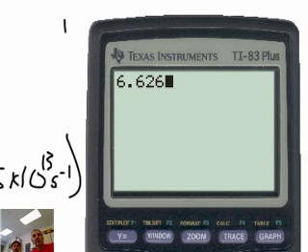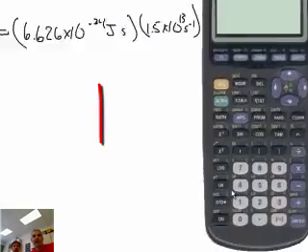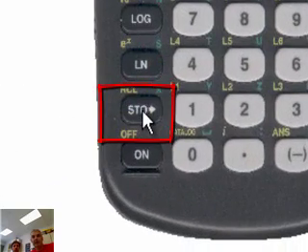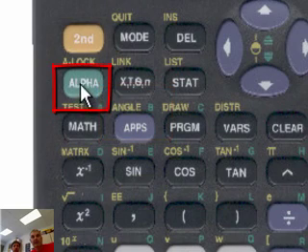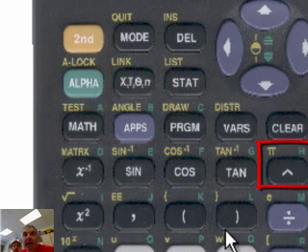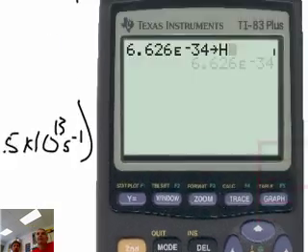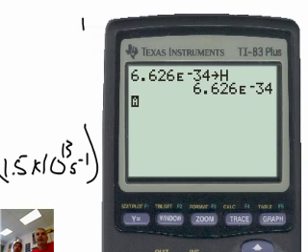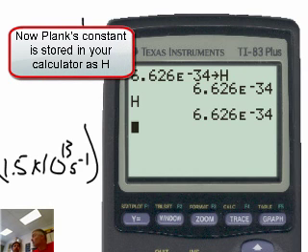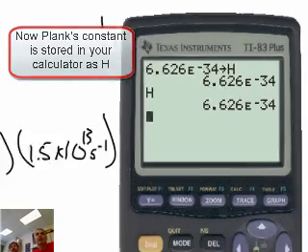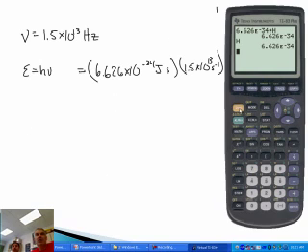Let me show you something, guys. It's E negative 34. Watch what I do. I'm going to push the store button, and I'm going to say alpha, I'm going to choose H, and I'm going to push enter. Now every time I do alpha H, that number comes up. And it's like saved. It's super cool.